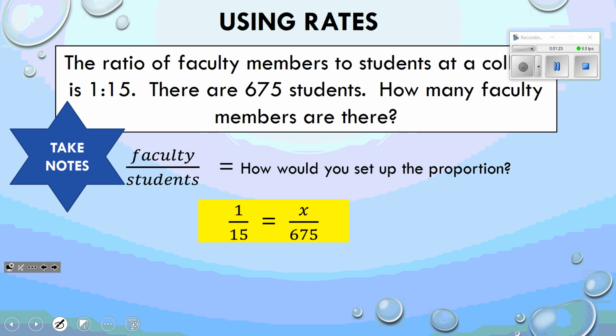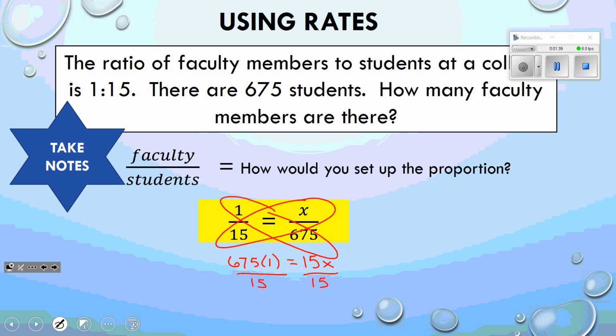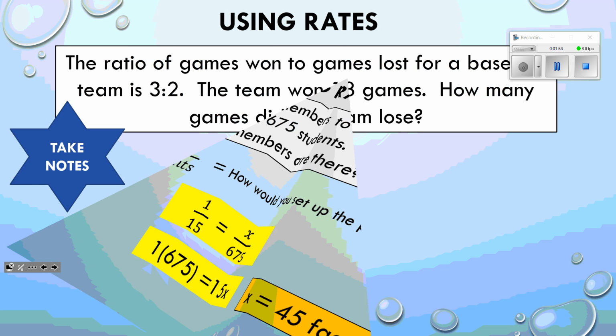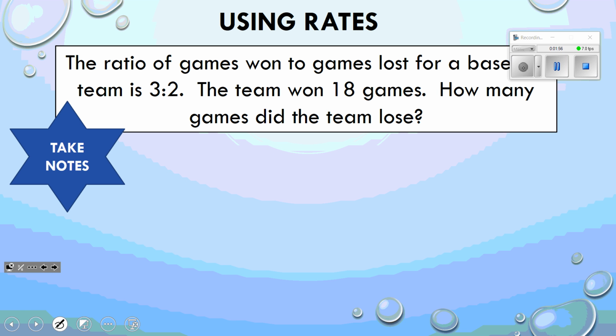Now we're going to solve it like we did yesterday with proportions, where we do our little butterfly wings. So on one side we have 675 times 1, which is just 675, and then 15x on the other side with the other wing. And then we divide both sides by 15, and it's going to tell us if there are 675 students, there are going to be 45 faculty. So it's using the proportions that we did in our last lesson with these rates and ratios. Let's look at another example.